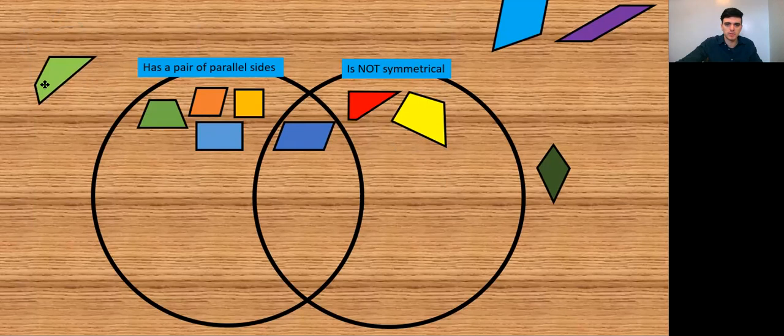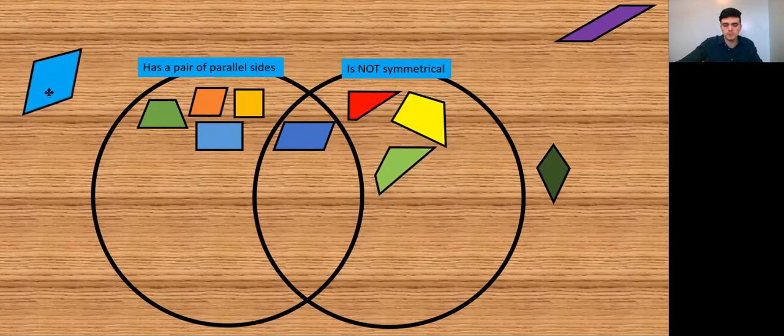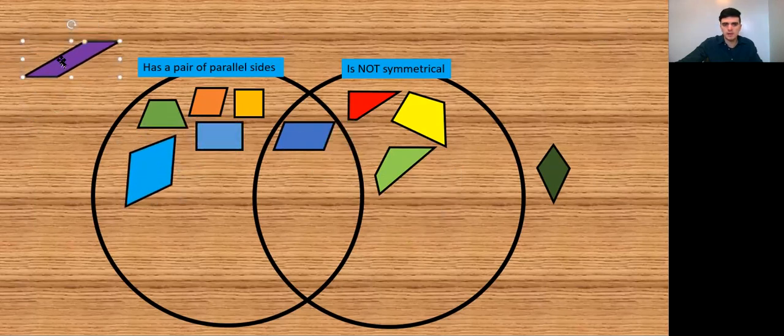This one, not symmetrical, no parallel sides. This one, no parallel sides. Well, it's very close to parallel. I'm going to say not quite. Well, let's call those parallel. So it has parallel sides, and it is symmetrical, so it's going over here. And finally, looks like some parallel sides, and no symmetry. Not symmetrical, so it's going to go in the middle.